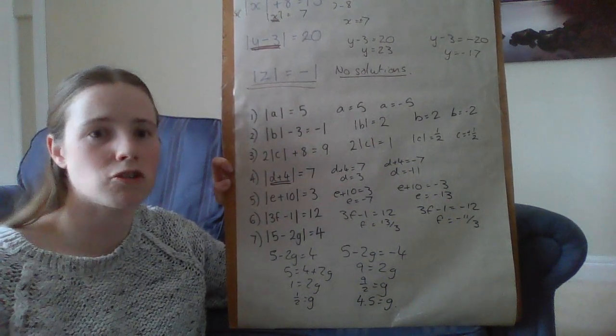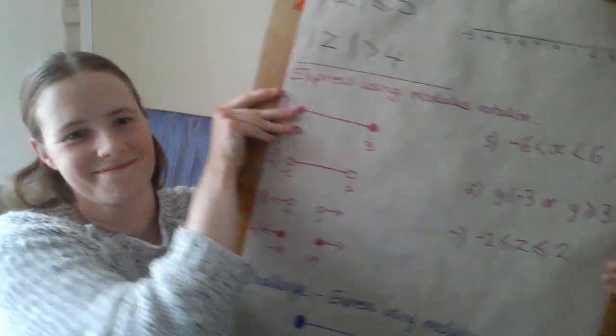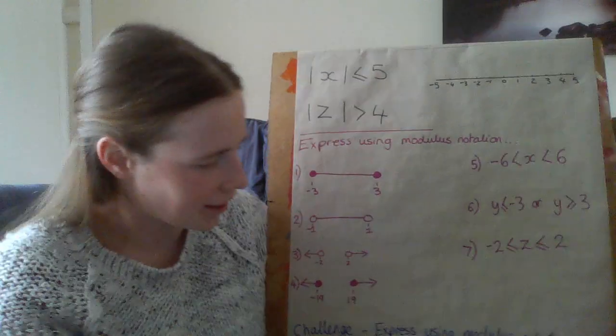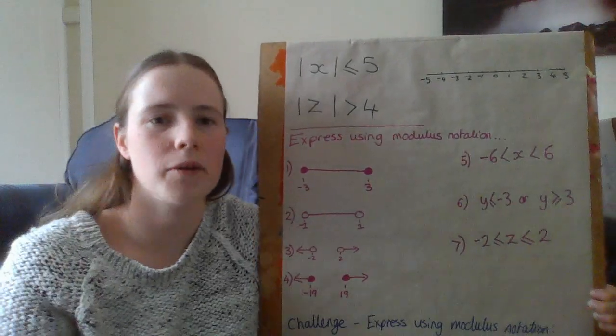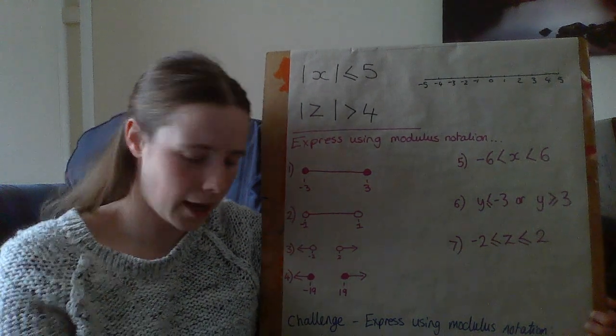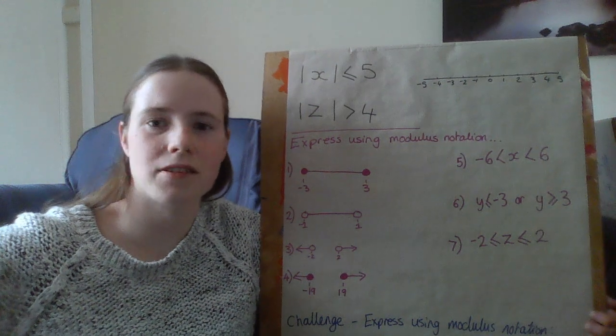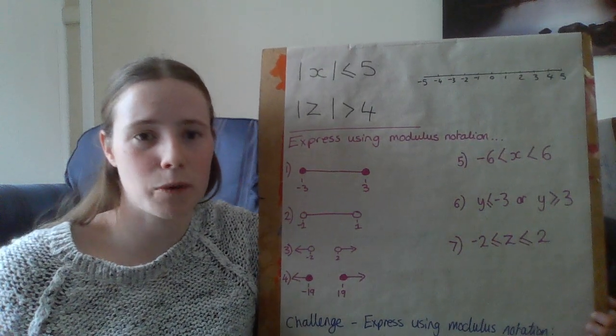I'm now going to introduce you to the idea of an inequality coming in. Okay, again, just some basic ones for the moment. Okay, so this time I'm telling you that the modulus of x has to be smaller than or equal to 5. So again, I would encourage you to think about this in distance. The distance of x from 0 is less than or equal to 5.